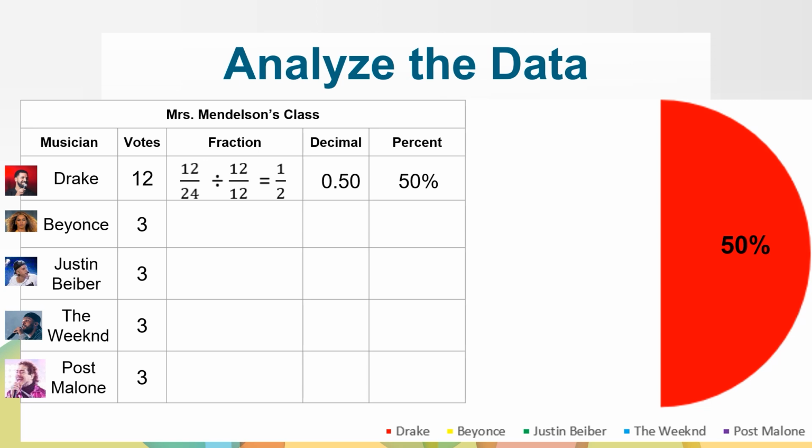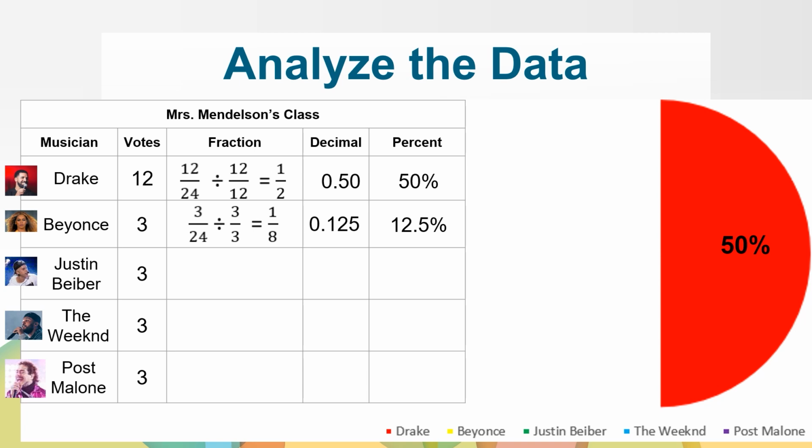3 students voted for Beyonce, which we can represent as 3/24. We can simplify by dividing by 3/3 to get 1/8. And again, we can use reasoning to figure out the equivalent decimal or percent. 1/8 is half of 1/4. So we can think about what half of 25/100ths, or 25%, would be.